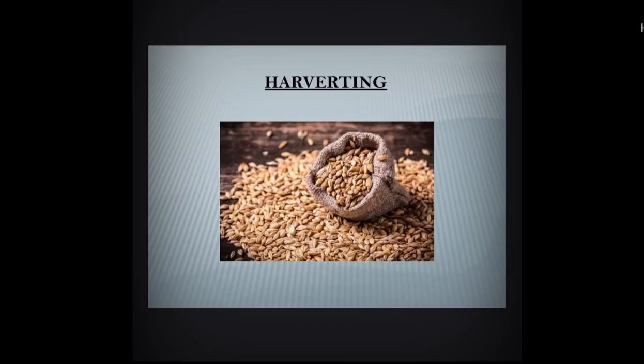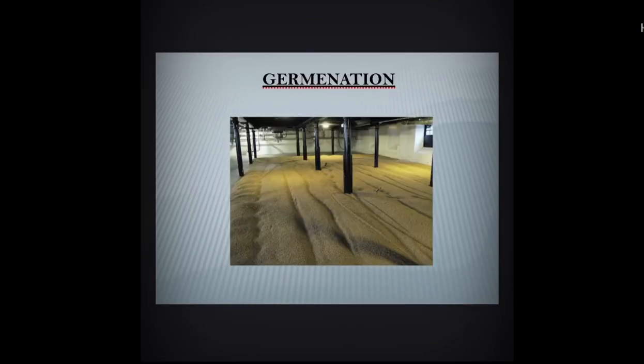Then we come to how to produce beer. First is the harvesting. Every common alcoholic beer harvests cereals, grains, etc. The production of beer commonly uses barley. After harvesting, the barley is soaked in water, because barley has starch. The starch is converted into soluble sugar, and this is called the germination method.